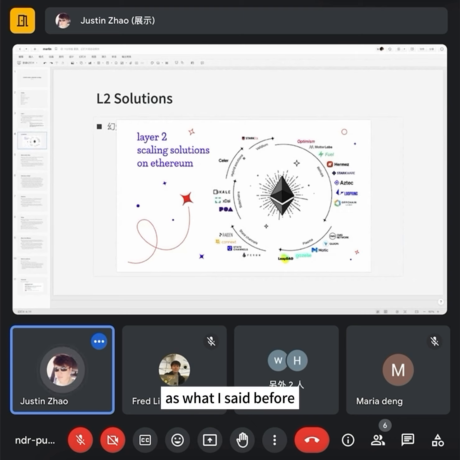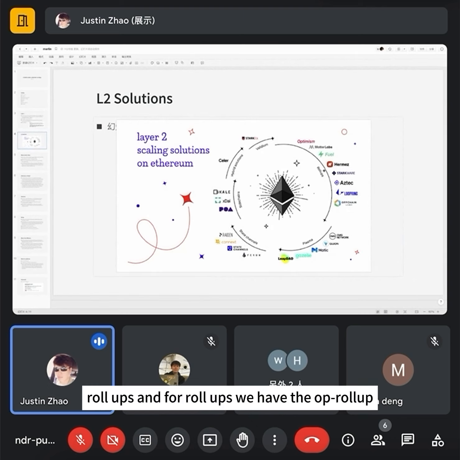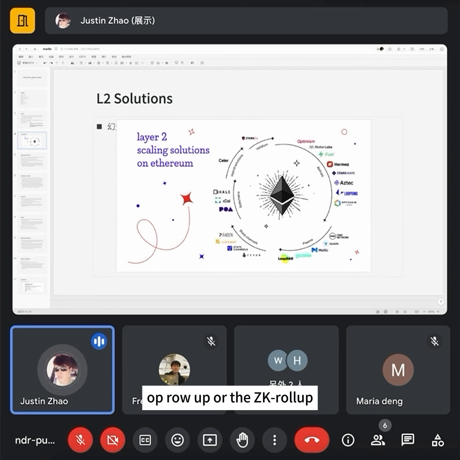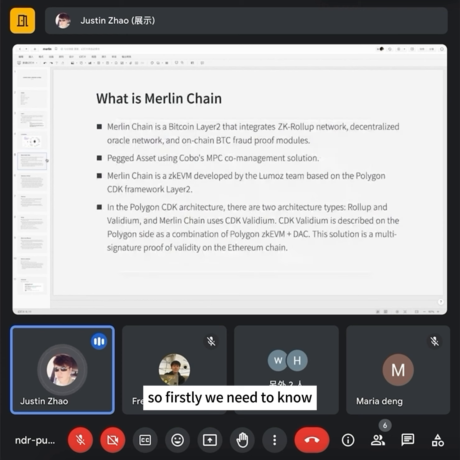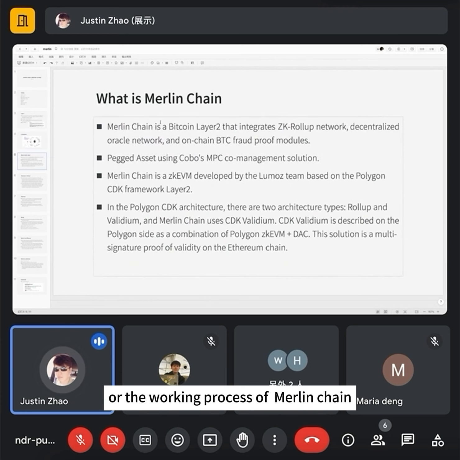As for the technical solutions for layer 2, as I said before, they have the rollups, and for rollups we have the OP rollup or the ZK rollup, and plasma, state channels, the sidechain here, and Validium. Because my question today is whether Merlin chain is a rollup or a sidechain, first we need to know the working flow, or the working process, of Merlin chain.